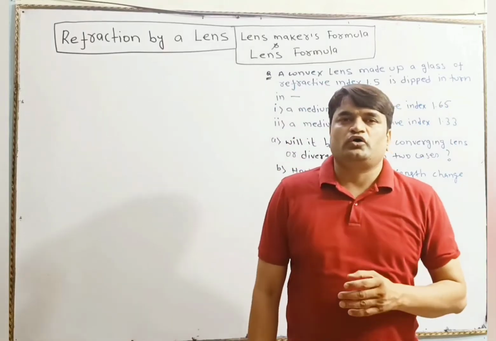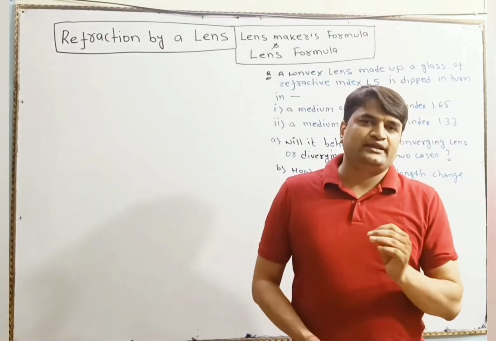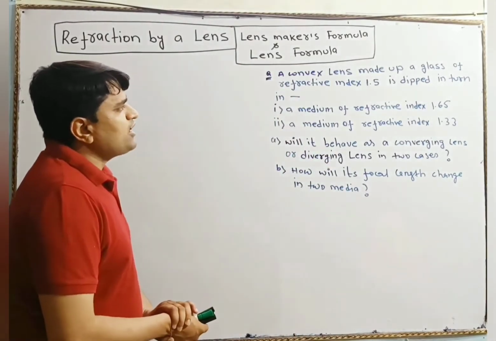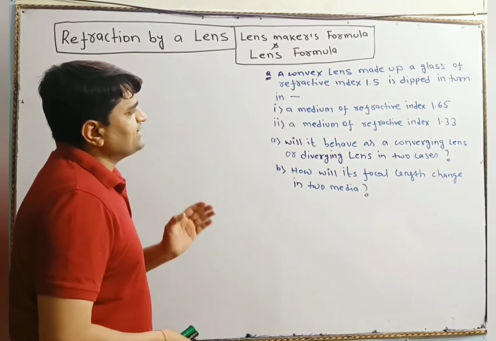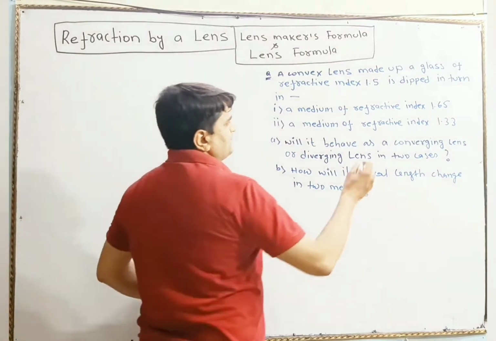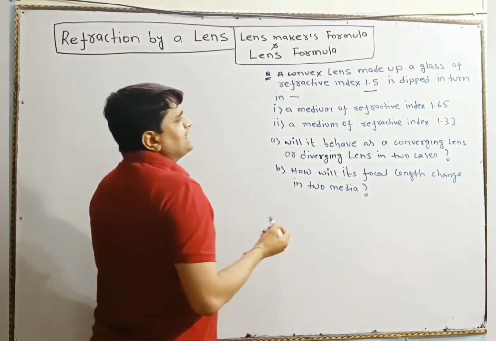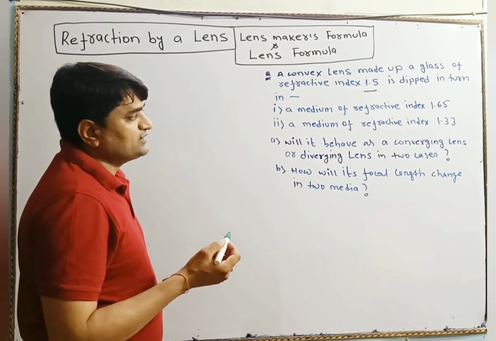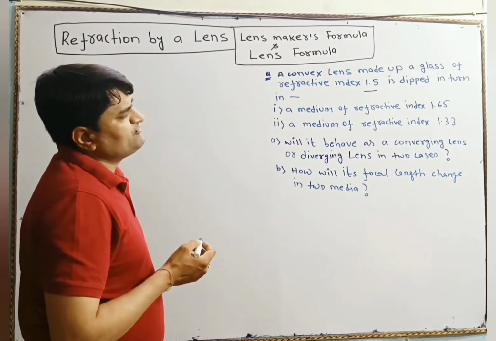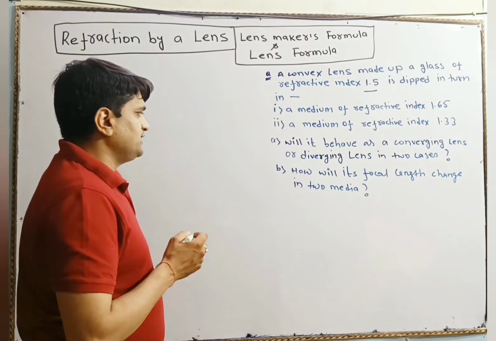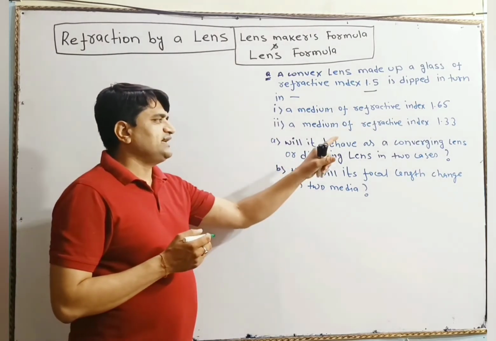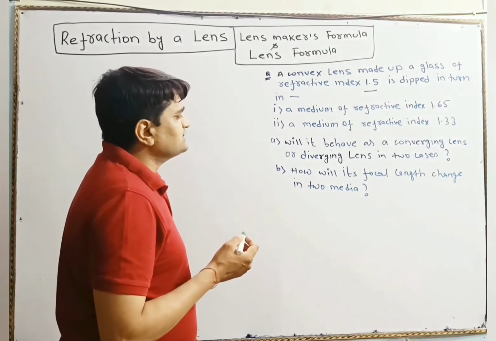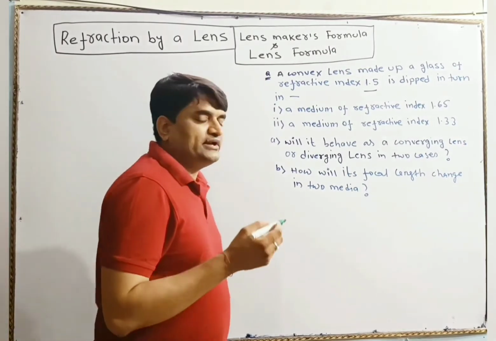Some numericals on Lensmaker formula and lens formula. Here is the question: a convex lens made of glass of refractive index 1.5 is dipped in a medium of refractive index 1.65 and a medium of refractive index 1.33. Will it behave as a converging lens or diverging lens? And second, how will its focal length change in the two media?